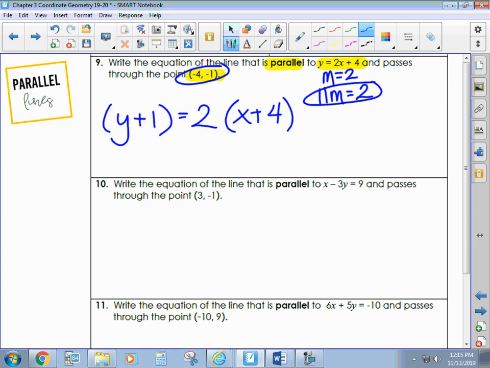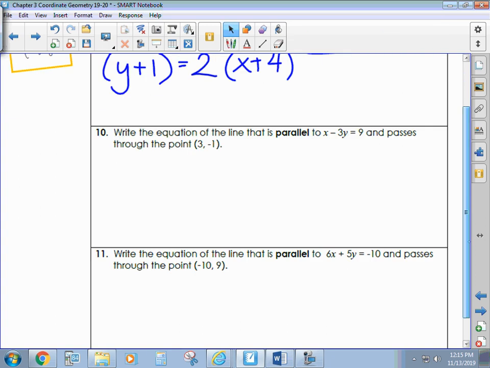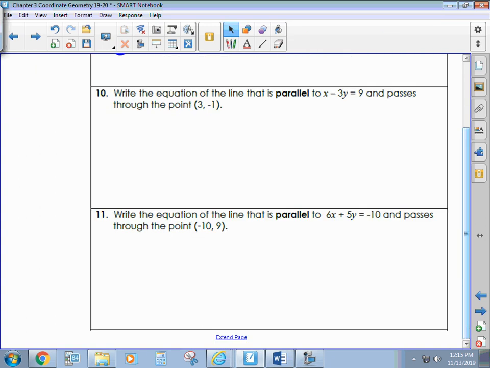All right. Let's look at 10. Write the equation of the line that's parallel to x minus 3y equals 9 and passes through the point 3, -1. Got my highlighter out. What are we highlighting? Parallel, equation, point. What do we know about parallel lines? Same slope. Perfect. Do you know the slope of the line they gave me? No. All right. Let's do this. I'm just going to write 1x.